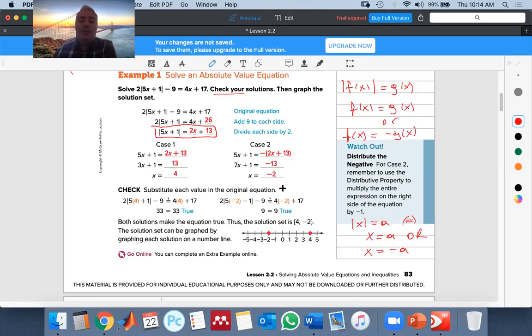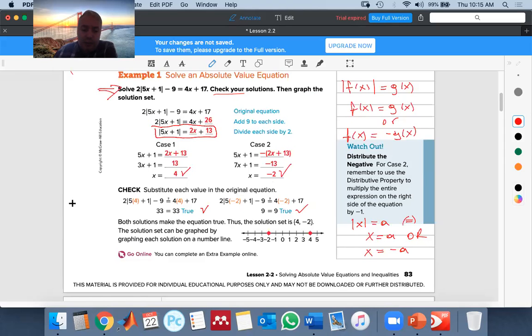Okay, so inside, which is 5x plus 1, is equal to directly outside, 2x plus 13, or inside, which is 5x plus 1, is equal to negative outside, which is 2x plus 13. When we solve this, x comes 4 and x comes negative 2, and we have to check them in the original equation. When we put them in, you see 33 is equal to 33, 9 is equal to 9. It's finished.